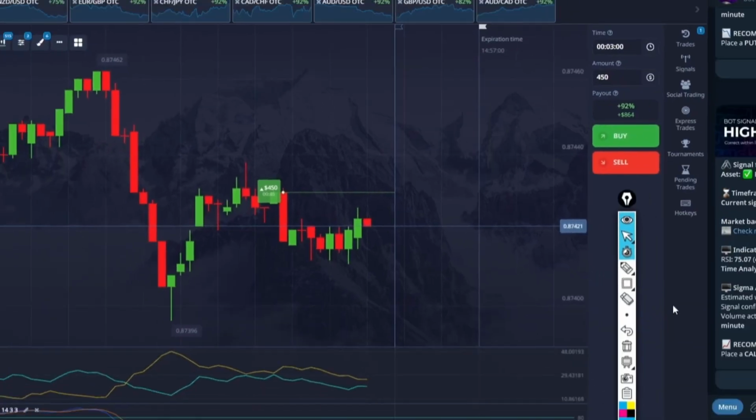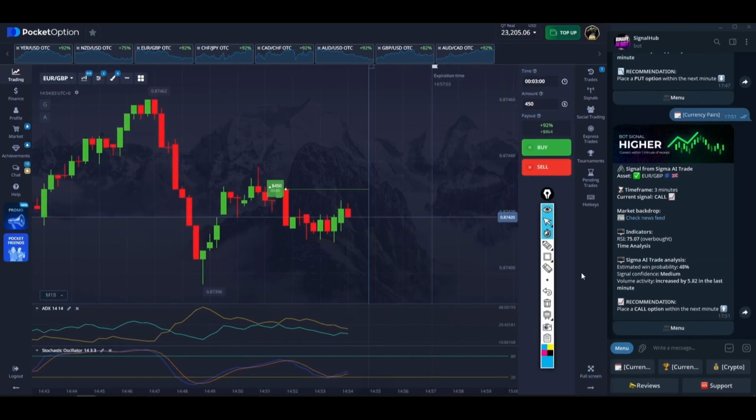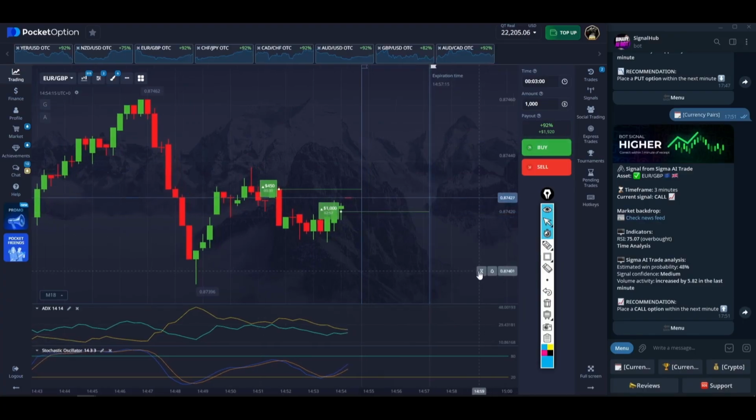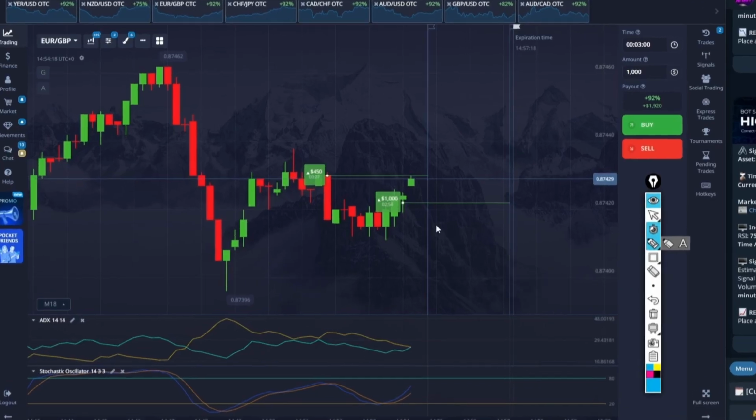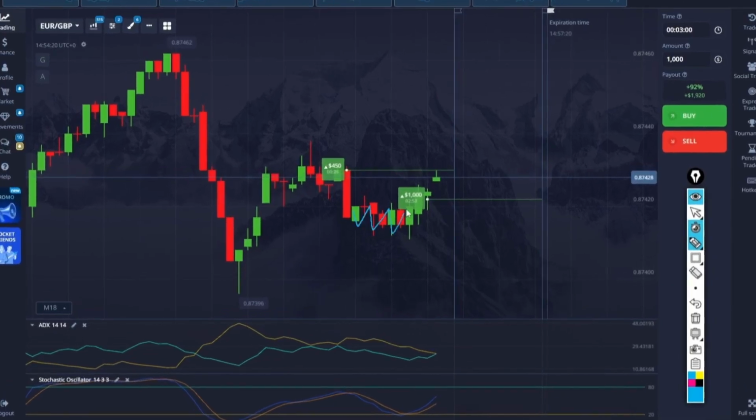I can see the setup is still holding, but the expiration time might not be enough. Not the best entry point, so I'm opening my first recovery trade at $1,000. After this small consolidation, I still believe the bullish momentum will continue. I'm confident in this position, so now let's wait and see how it actually plays out.